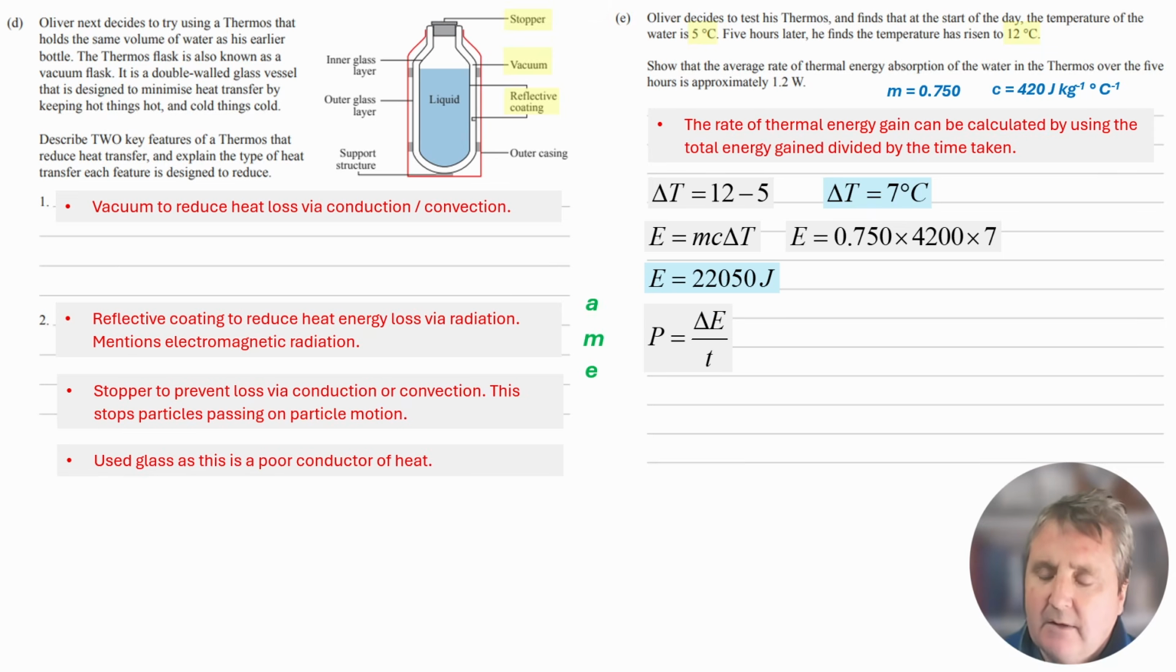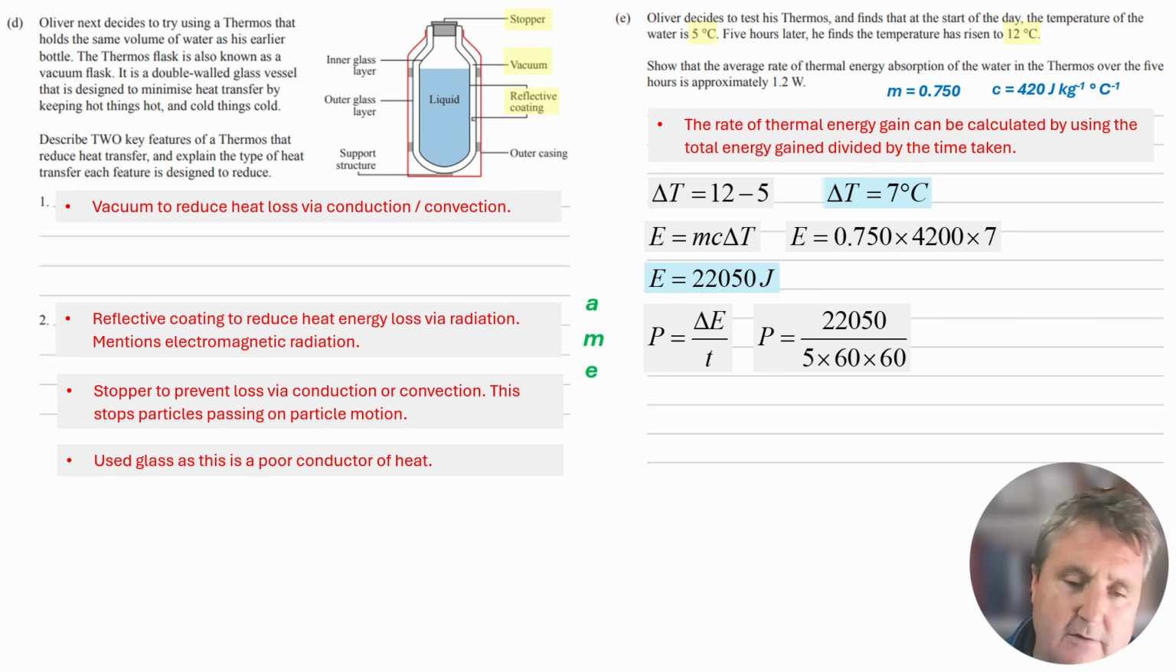Okay, but can we show that the power, the rate of energy loss, that's the power, or the work equals the energy, sorry, the power is the energy over the time. So we chuck the value of the energy in the top, and we put the time in the bottom. Now the time is, they've told us up here, 5 hours later. Time has to be in a standard unit called seconds. So we know that in every hour there are 60 minutes, and every minute there are 60 seconds. So the time on the bottom is 5 times 60 times 60 to convert hours into seconds.